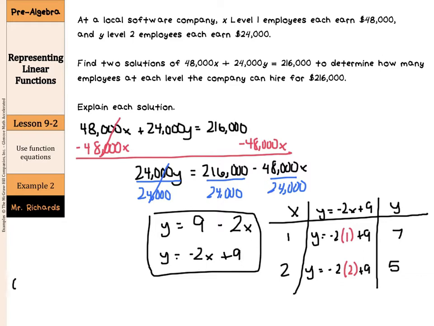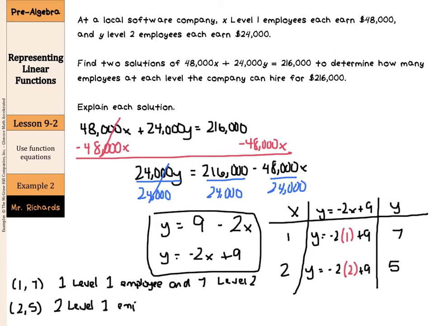Now, what do these solutions actually mean? Well, a solution of (1, 7) means I can have one level 1 employee, since our x was our level 1 employees, and 7 level 2 employees. What does the ordered pair (2, 5) mean? Well, that means I could have 2 level 1 employees and 5 level 2.